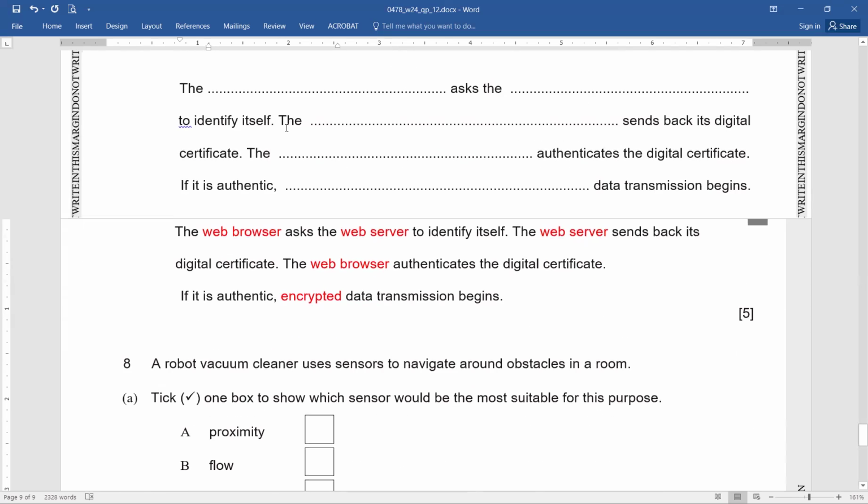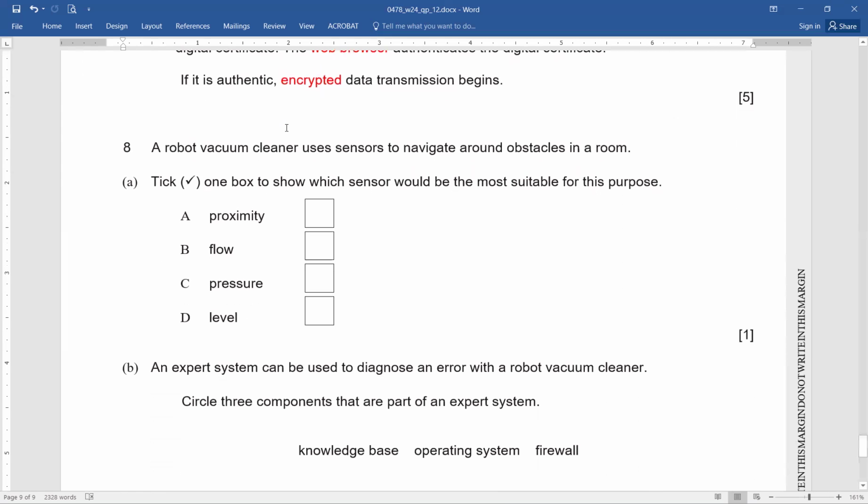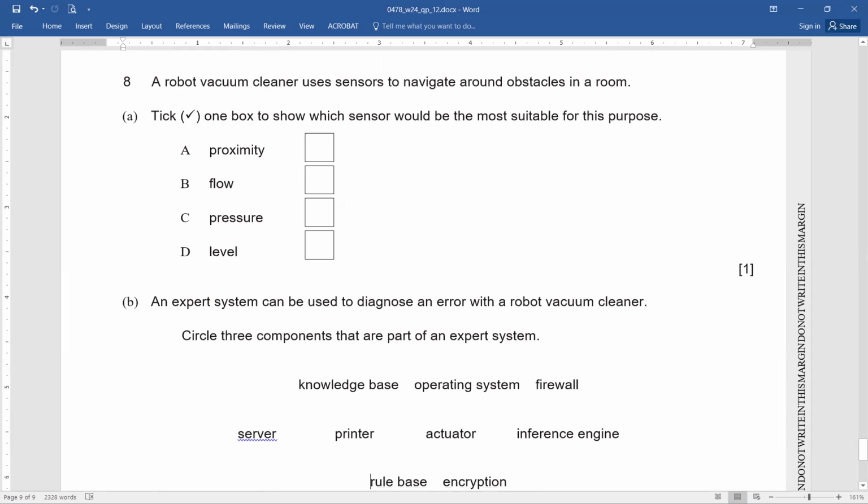Okay, great. Question number 8. A robot vacuum cleaner uses sensors to navigate around obstacles in a room. Tick one box to show which sensor would be the most suitable for this purpose. Which is the most suitable one? Proximity, flow, pressure, level. Proximity. Yes, you know it very well.